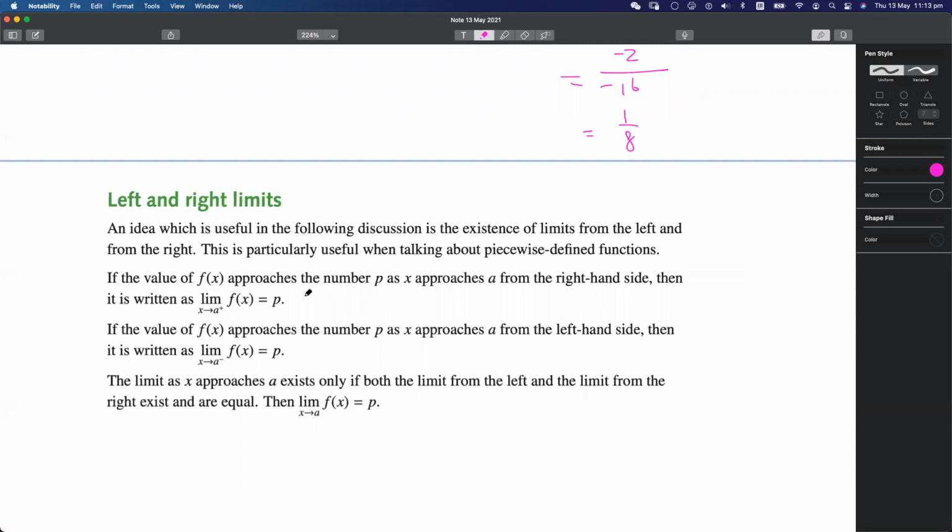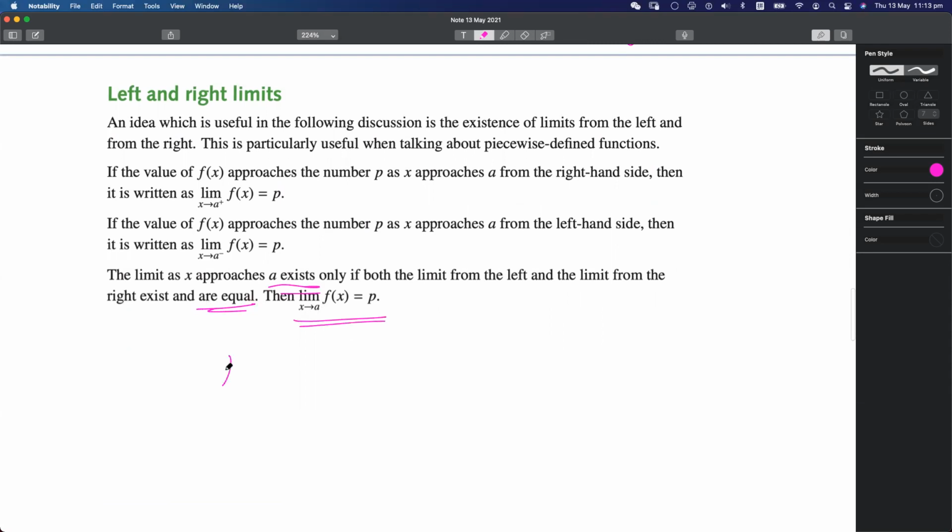If the value of f of x approaches the number p as x approaches a from the right-hand side, then it is written as limit x goes to a positive, f of x is equal to p. If the value of f of x approaches the number p as x approaches a from the left-hand side, then it is written as limit x goes to a negative, f of x is equal to p. The limit as x approaches a exists only if both the limit from the left and the limit from the right exist and are equal.